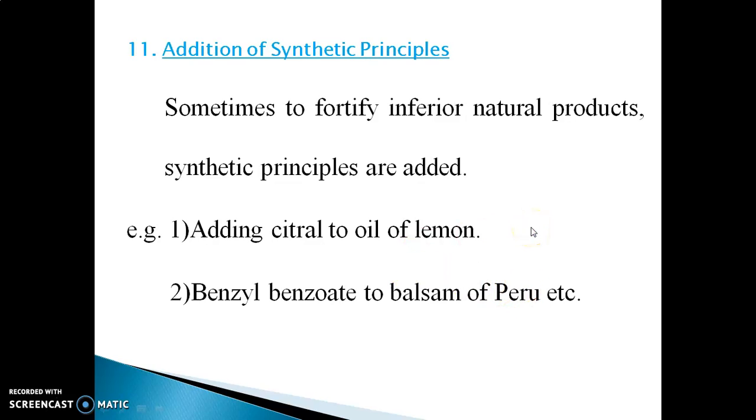So this is regarding the methods of adulteration. So there are total 11 methods of adulteration. So with examples, we have seen in detail these methods of adulteration.